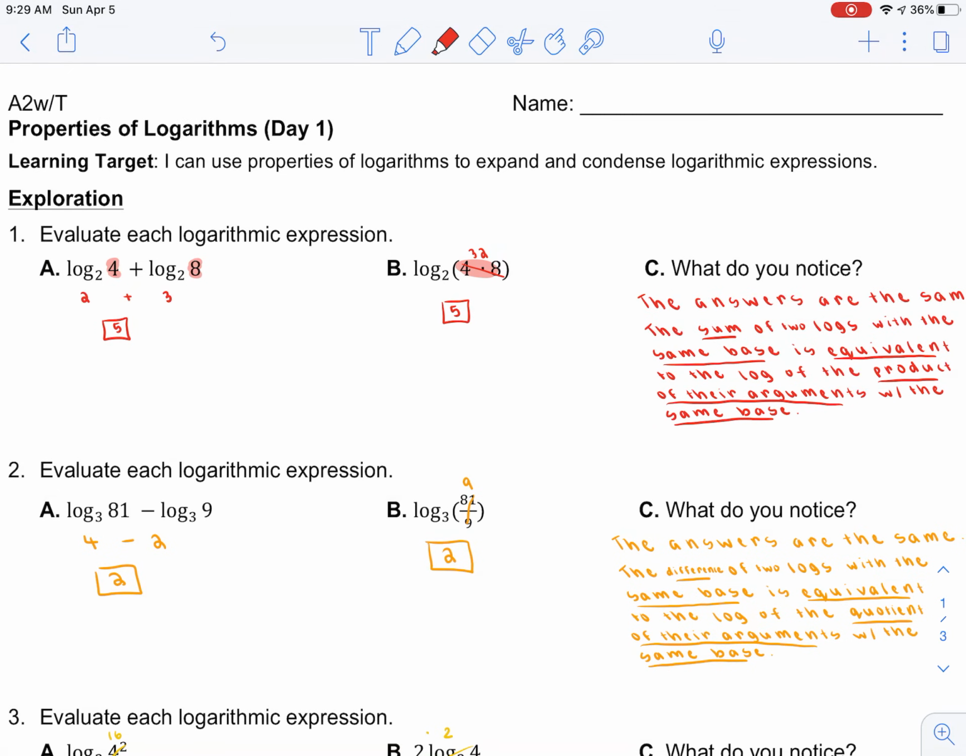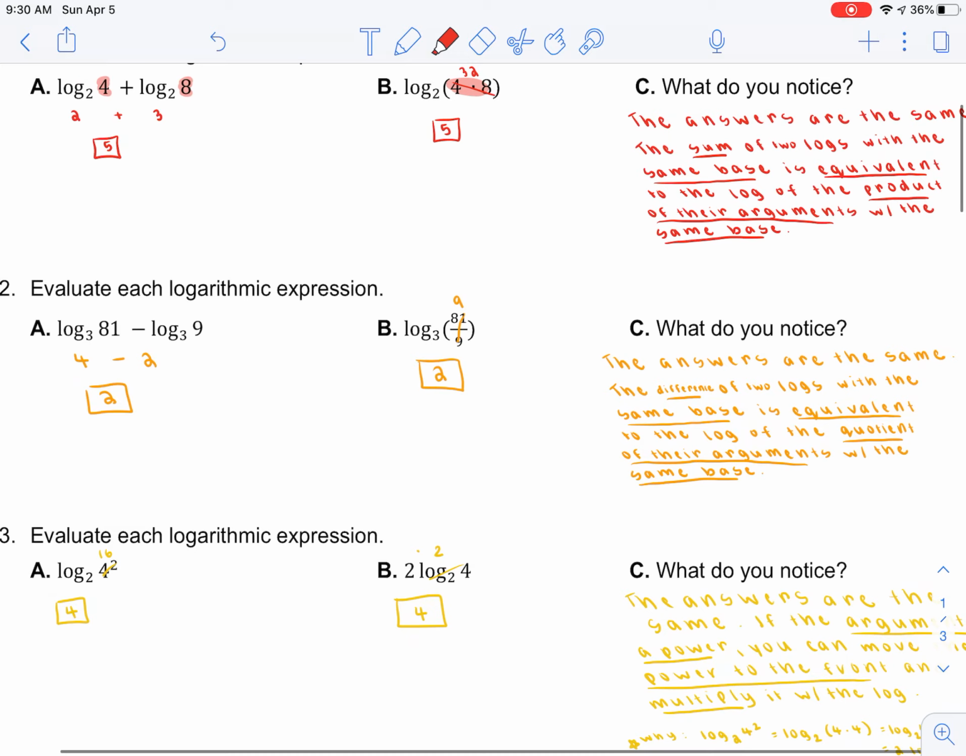Now, for the second question here, I asked you to subtract what you got from each of those logs. So after you evaluated 3 to what power is 81, 3 to what power is 9, when you subtracted those answers, you got 2. Now, if you connect A to B, you'll notice that I made a quotient of 81 and 9, and that allowed me to get the same answer. So I put the answers are the same.